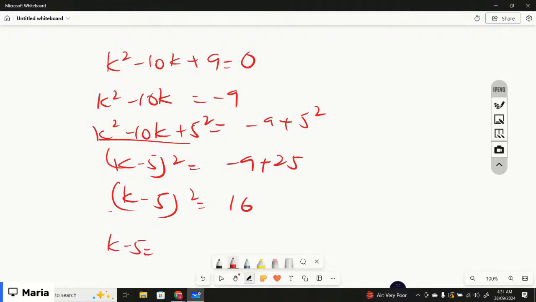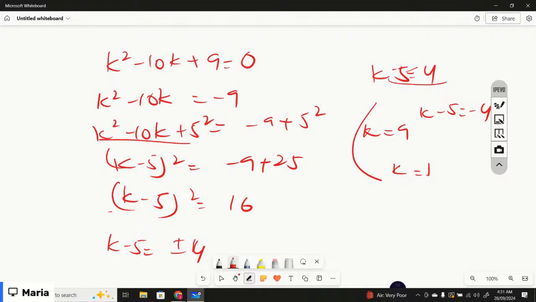Now square root both sides. You are left with k minus 5 equals plus minus 4. So k minus 5 equals 4 and k minus 5 equals negative 4. For this one you have k equals 9 and for this one you have k equals 1. Option number 2, you have the two correct options. They are k equals 9 and k equals 1. Got it?